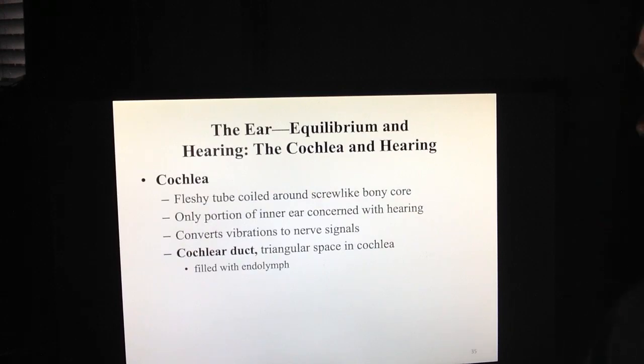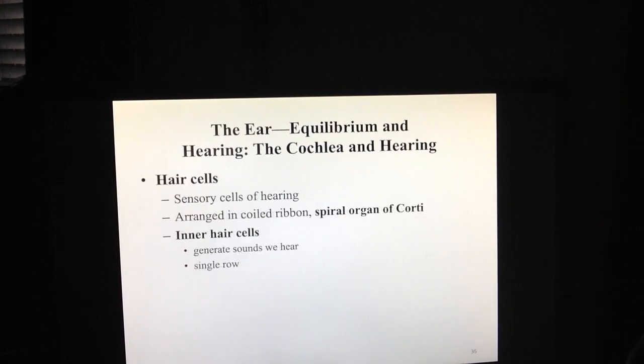Alright, so the cochlea, once again, the organ of hearing. Inside the cochlea is the organ of Corti.